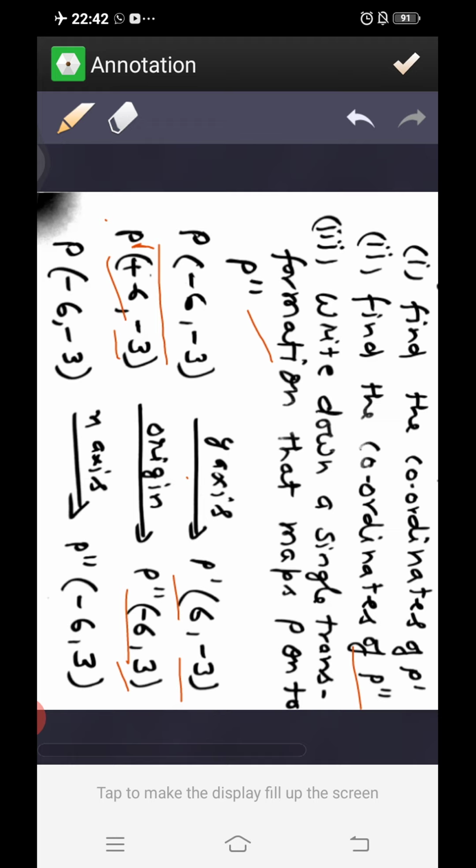Now we have to find a direct, single transformation. Here we are getting P to P double dash in two transformations. Now if we want to go directly from P to P double dash, how will we get it? You see, (-6, -3) is given, and we need (-6, +3). So we can see that only the sign of the y coordinate is changing. It means it is reflected in the x-axis. So the single transformation of P mapped on P double dash will be reflection in the x-axis. If we reflect it in the x-axis, then we directly get P double dash.